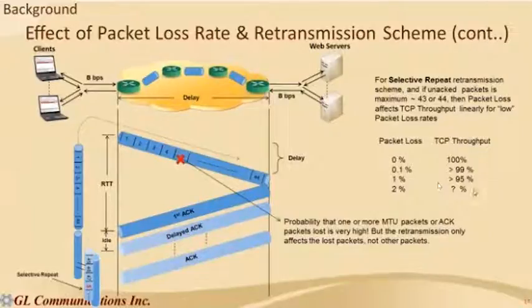So this will greatly improve the throughput. For example, in these example figures, we can see that even for 1% loss, this is like a linear increase with the packet loss. 1% will give almost 95% throughput.